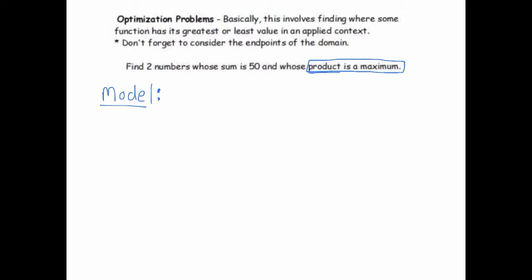So to start with, let's just use the information given. It says find two numbers whose sum is 50. So let's just let x be one of the numbers and y be the other number. So that equation, x plus y equals 50, represents two numbers whose sum is 50. Now we're trying to maximize the product. So for now I'm just going to write, P, that's going to be the product, equals, well, if x and y are my two numbers, it's just xy.